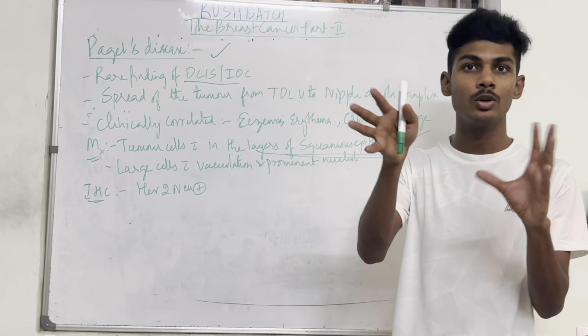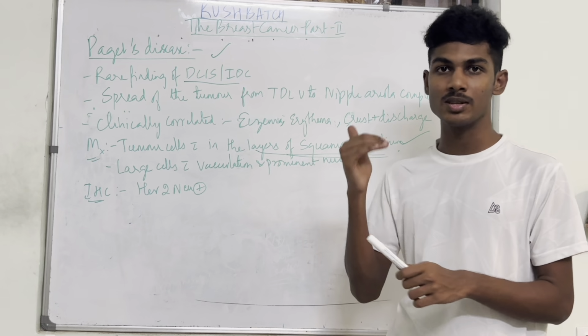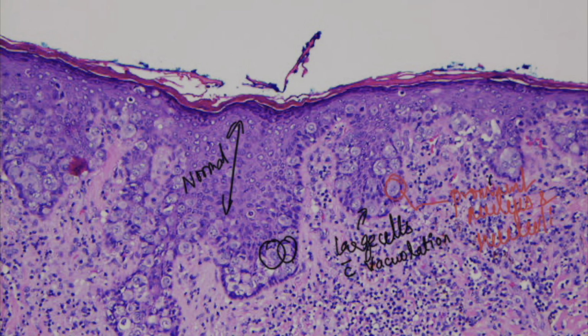So tumor cells, you can see them in the layers of squamous epithelium. Can you see? And can you see that they are large cells with vacuolation and prominent nuclei? You will rarely find this. I would have marked it, I think.